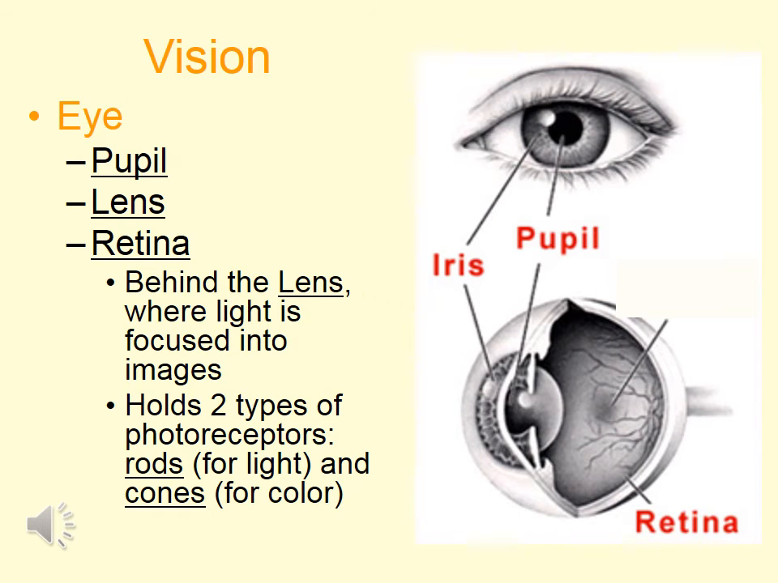Okay, so your eyeball, your eyes, your vision. The first sense is vision. The eye has a pupil, which you see there in the diagram. The lens, which is right on the bottom there, you can see the lens. The retina is behind the lens, where light is focused into images. It holds two types of photoreceptors, which are rods for light and cones for color. If you inherited good rods, you can see light, which is good. And if your cones are not mutated in any way because you got the wrong information, you can see all the colors. So that allows you to see colors.